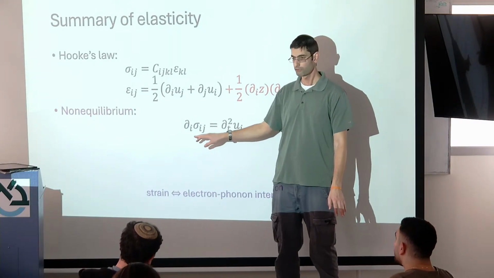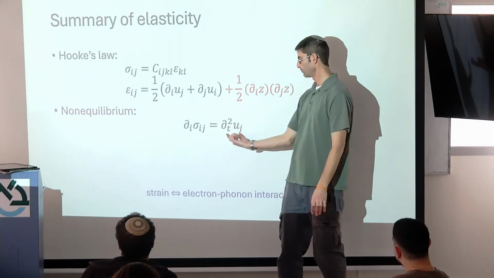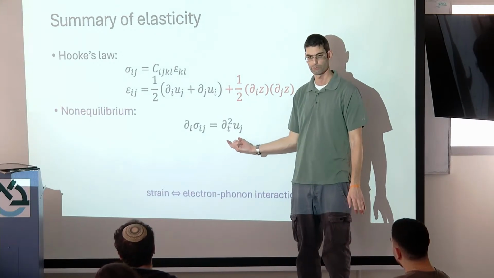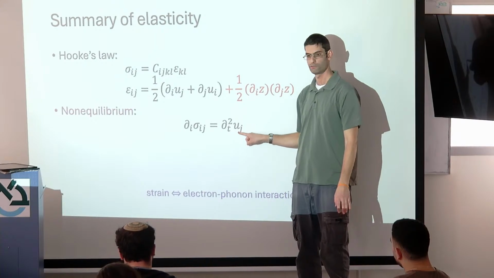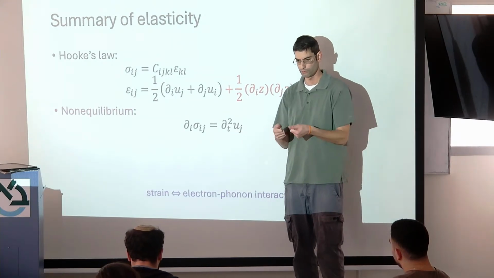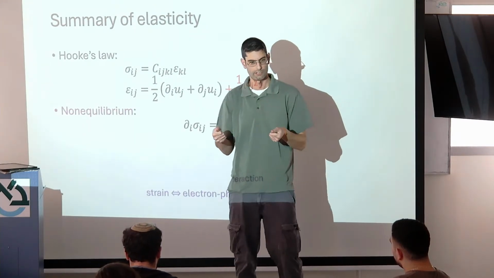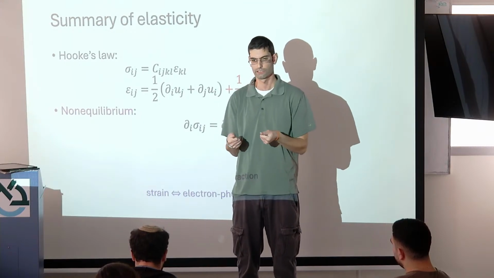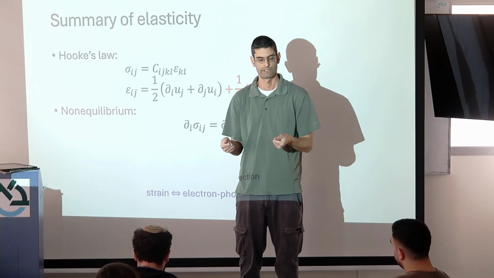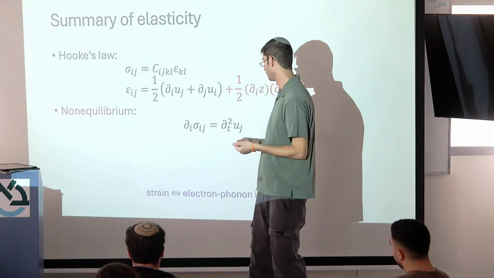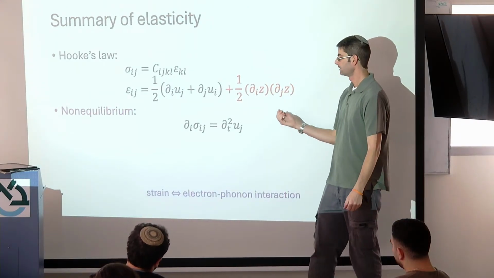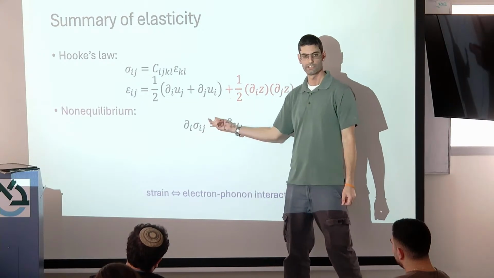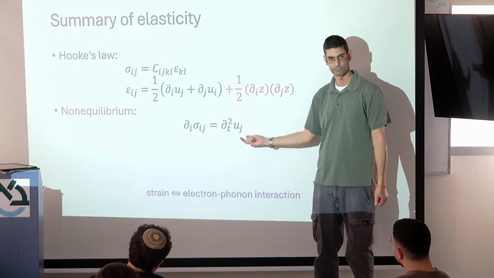But in non-equilibrium, of course, there should be some equation of motion, and this equation of motion is very simple. It's just the second time derivative of u. Why? Because what are u? U are the deformations of my atoms, or in other words, these are just the lattice excitations, right? These are just my phonons. So what this means, okay, is that strain in a system is actually excitation of phonons.